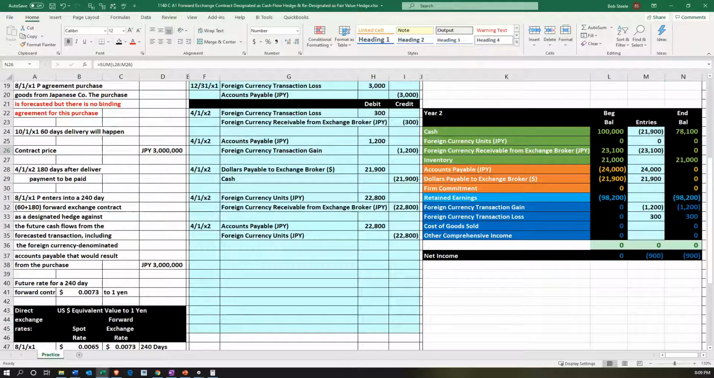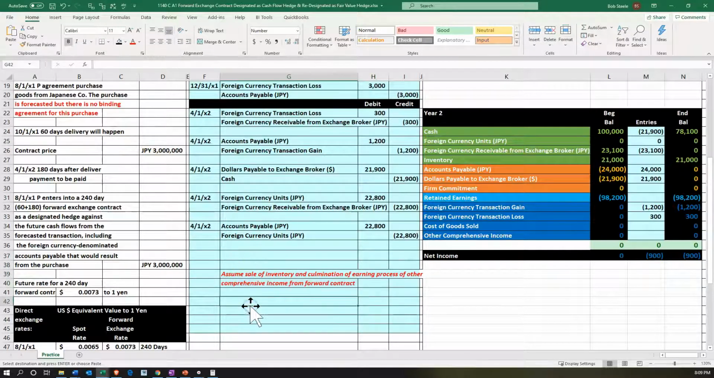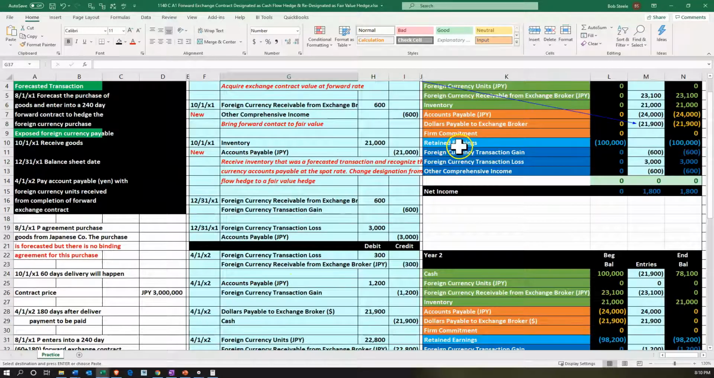So now we want to consider what would happen if we assumed the sale, like let's pick up the description here. I'm going to put this underneath where we're going to assume a sale of inventory and a culmination of the earning process of other comprehensive income from the forward contract. And in that process, this is what looks a little bit funny. We're going to basically remove the other comprehensive income, which I basically rolled into the net income here.